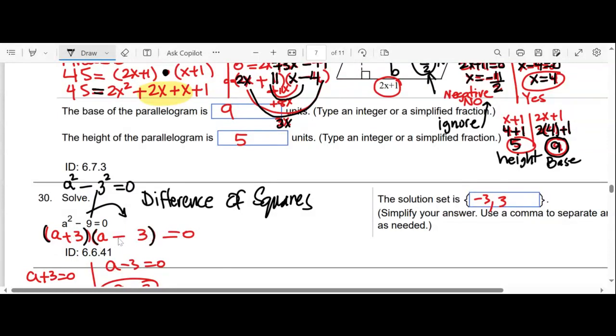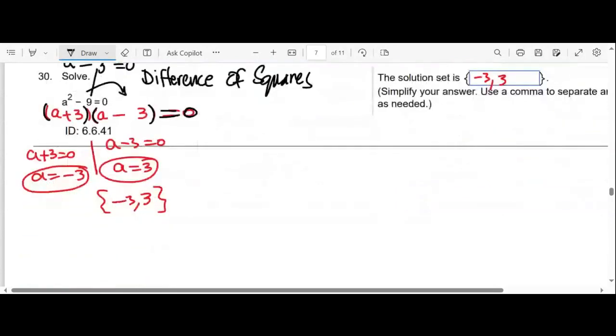a plus 3, a minus 3, and that equals what? 0. So the first solution is what? What's the first solution? a equals what? Negative 3, or a equals 3. a equals negative 3 or a equals what? 3. So your solution set is what? Negative 3 with 3. Easy? Bilal?